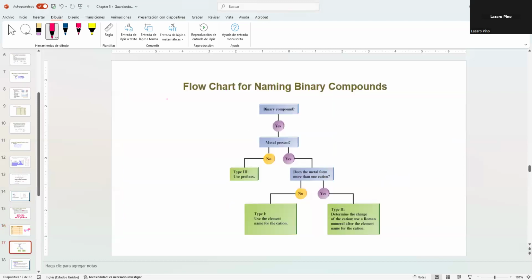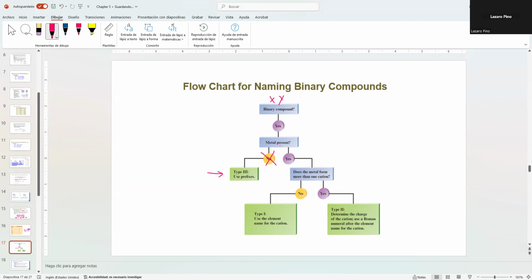Well, you can follow this flow chart to name binary compounds. You begin with a compound. Is it a binary compound? Yes, because it has two elements. If yes, you ask, is a metal present? If there is not a metal, then it is a type 3, and we use prefixes to name the compound.